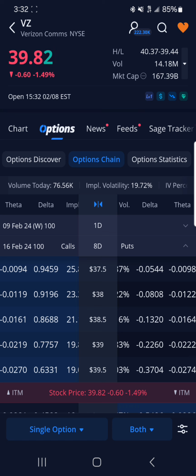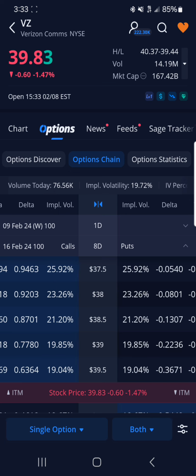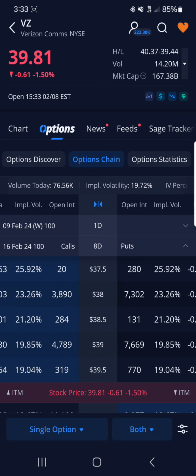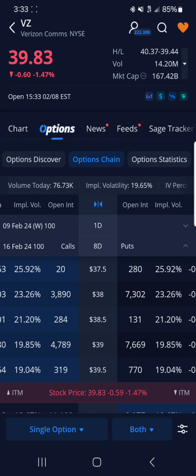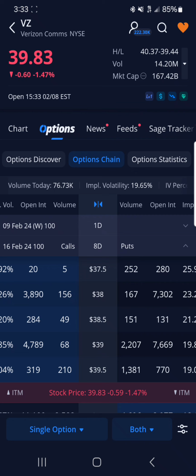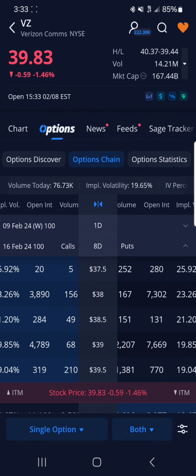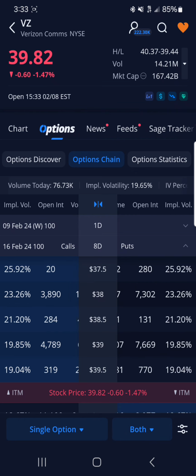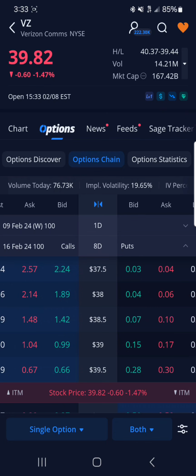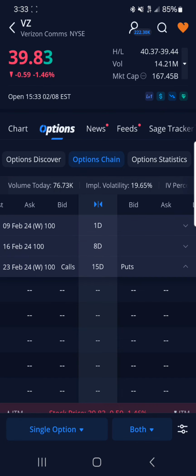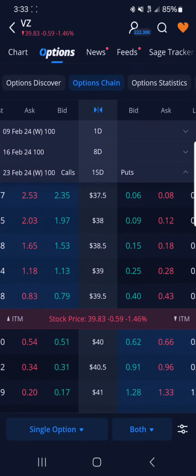Delta's 0.7, so the delta's high, so the contract changes a lot as it goes in my favor, and it's almost a $77 move per dollar that the stock changes, so I like that. Implied volatility 19%, it's decent. Open interest 4,000 in the call, 7,000 in the put, so that's the only thing I don't like. 68 on the volume. So more people are definitely in the put than the call still, but I'm seeing a bounce back upwards.